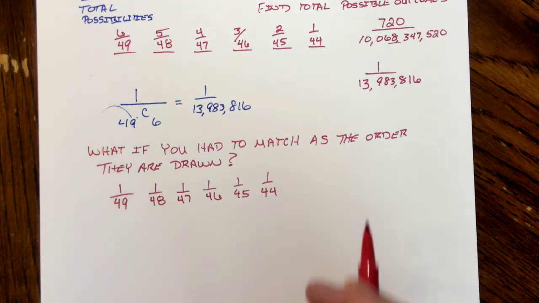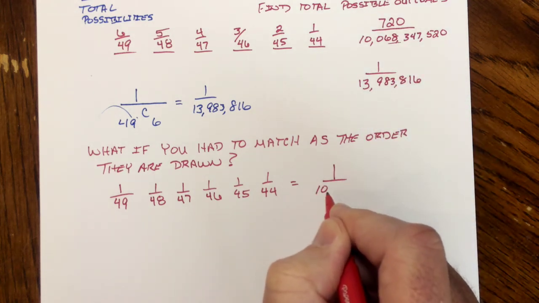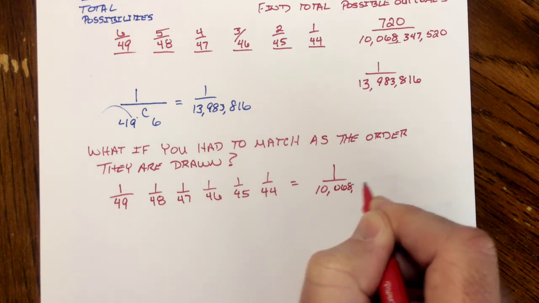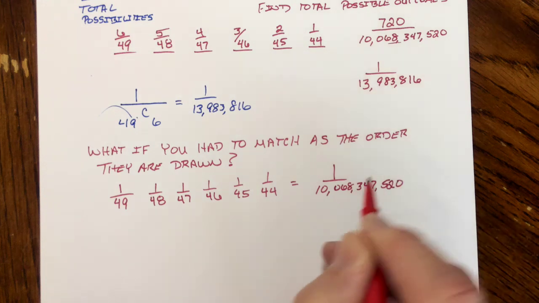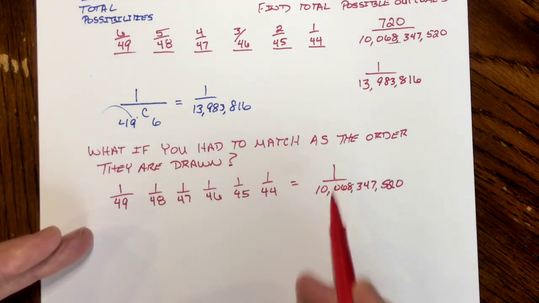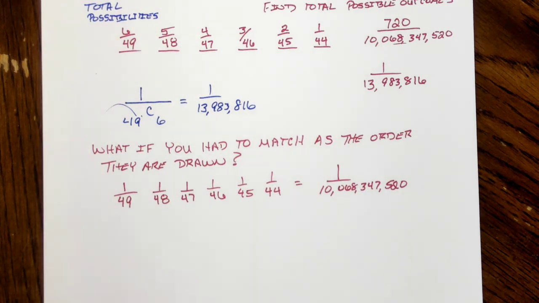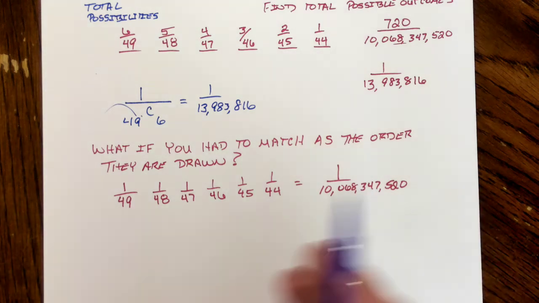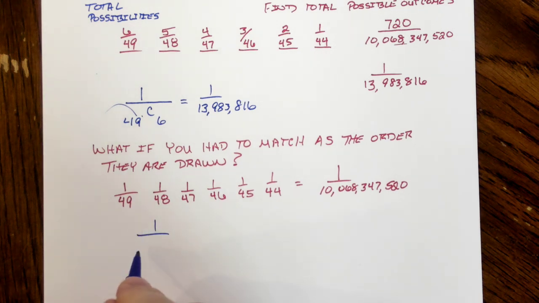Well, we already know the answer. We did it up here: 10,068,347,520. You can see if the order matters, your probability of getting that greatly diminishes. Your chances are less, if you will. But since order matters, let's use technology. So it's not a combination now. We need 1 in a permutation.